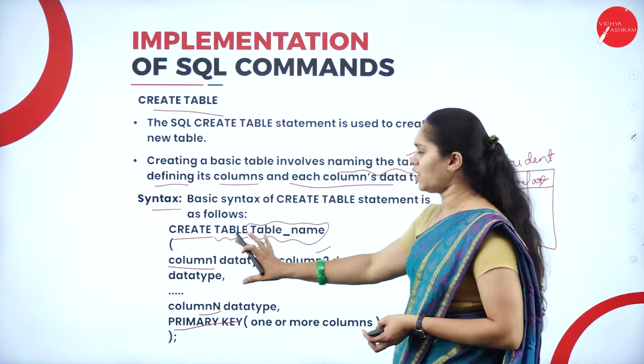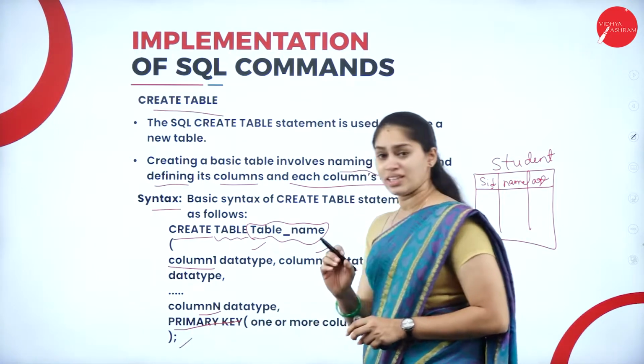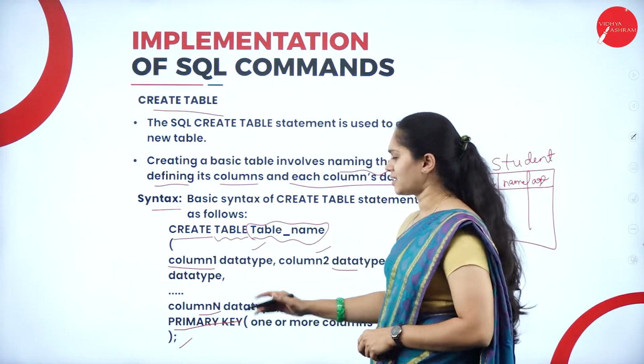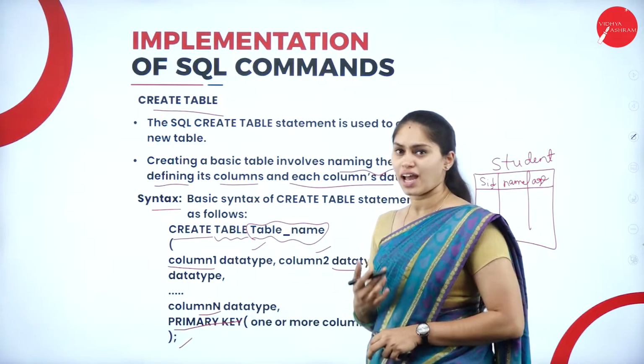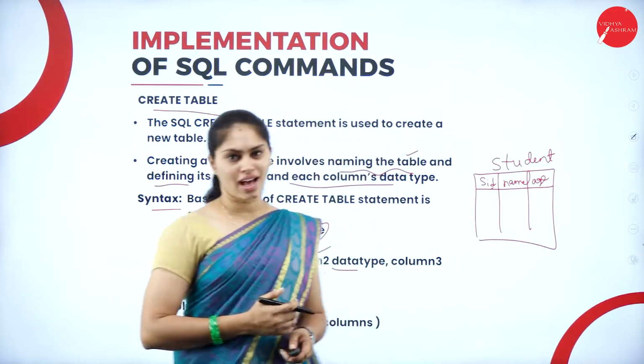So I'm done with the creation of a table. Then I have to close the parenthesis with a semicolon. When there is a semicolon after a parenthesis, that specifies the end of the creation of that table. So now let me create the student table with some of the attributes here.